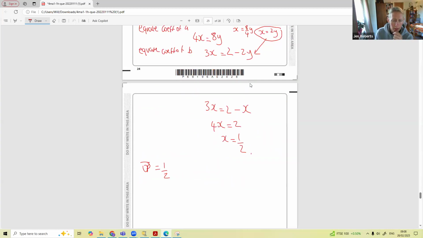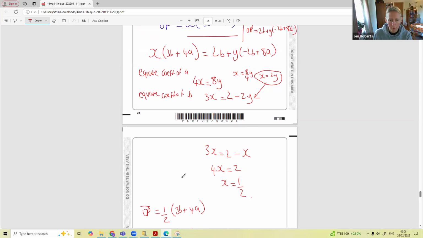3b plus 4a. Just expanded the brackets there. Half times 3 is, yes, 3 over 2 b plus 2a. There's your answer. I thought I was going to have to find out why I didn't need to.